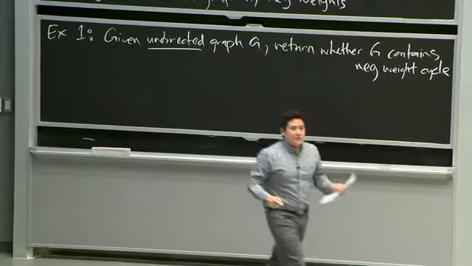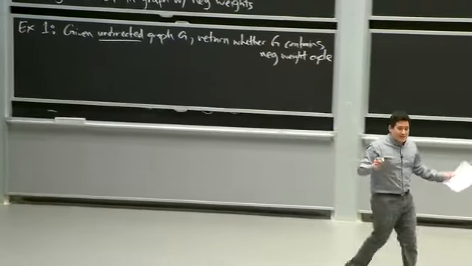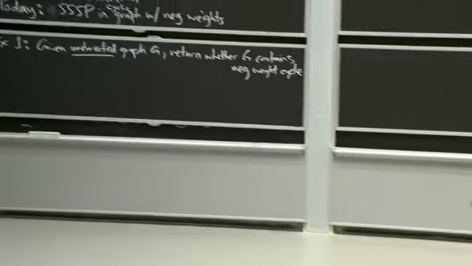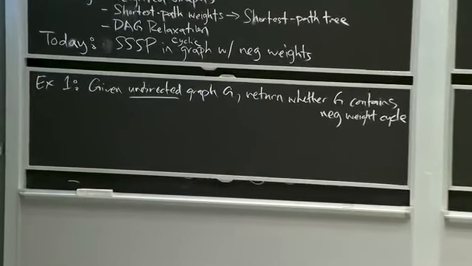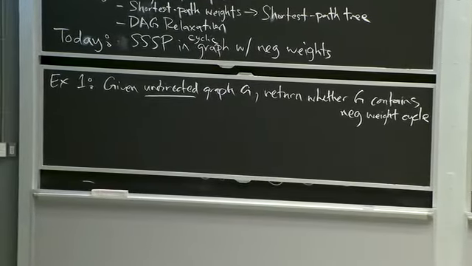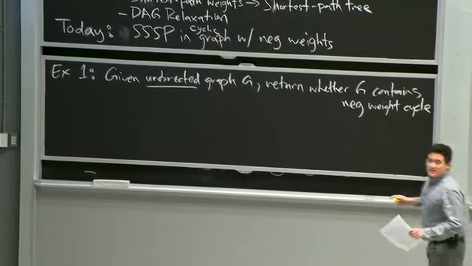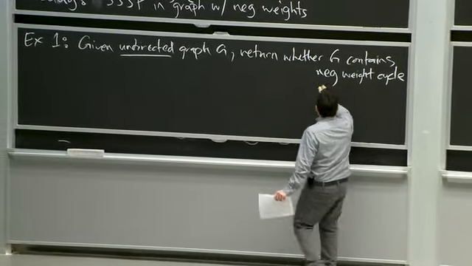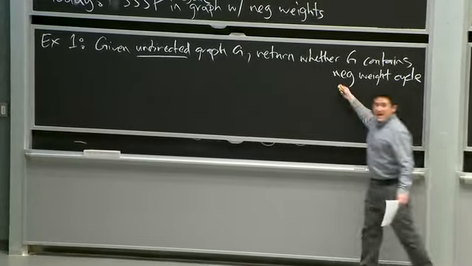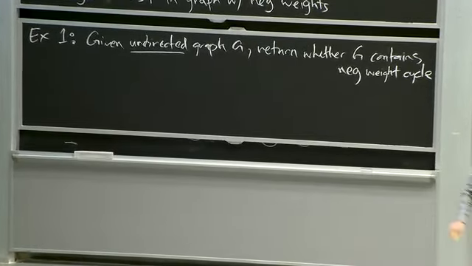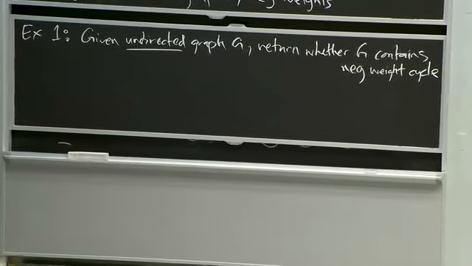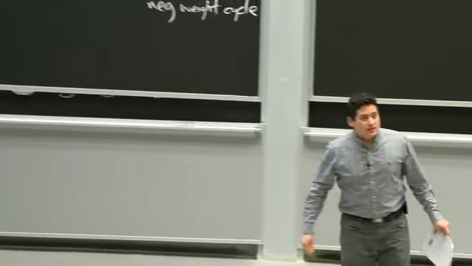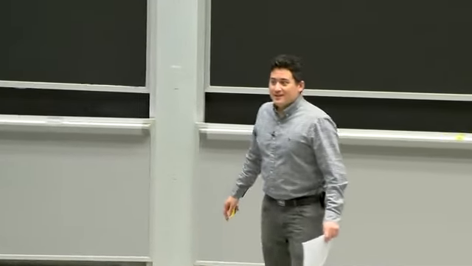Anyone have an idea of how we can solve this in linear time, actually? In fact, we can do it in order E. Reachable from S? I guess, let's just say a negative weight cycle at all, not in the context of single source shortest paths. Detect whether there's a negative weight edge.